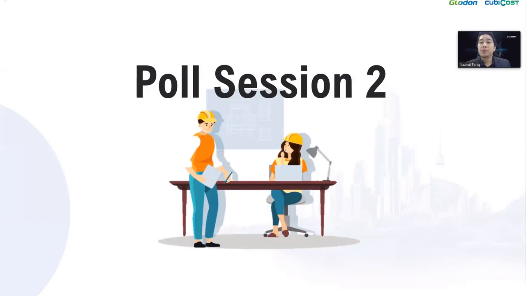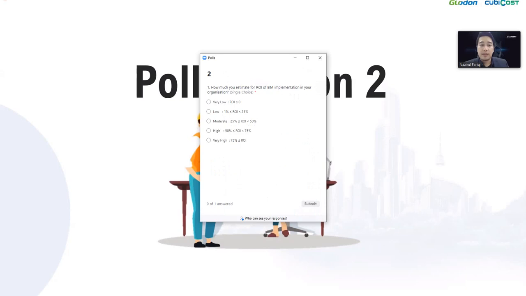So I have another poll here. Why I put it here, because I'm tired of talking, so I need some break, so I launched another poll. The question is how much you currently estimate the ROI of BIM implementation in your organization, because I want to know how you are doing in the organization when you have invested in BIM.